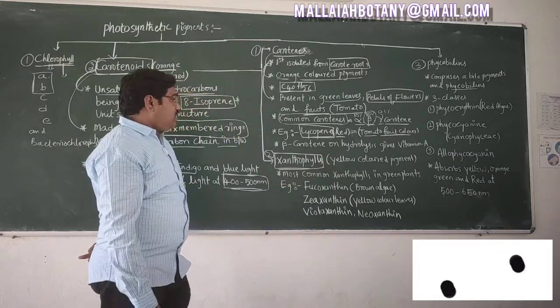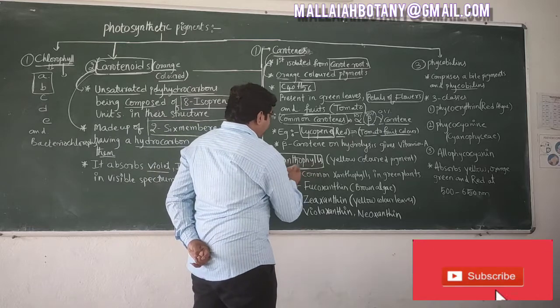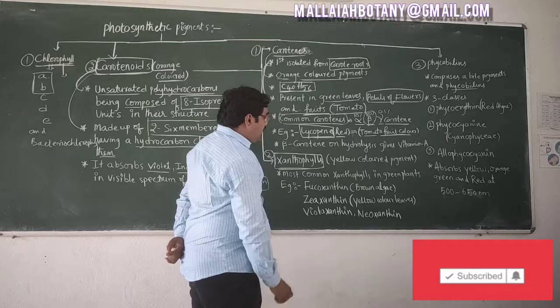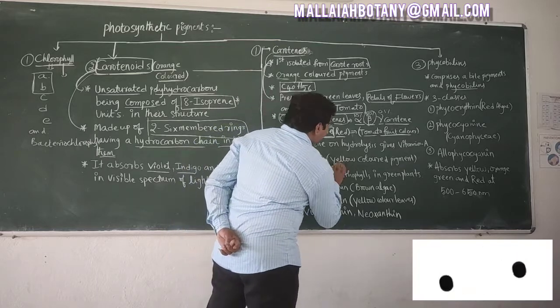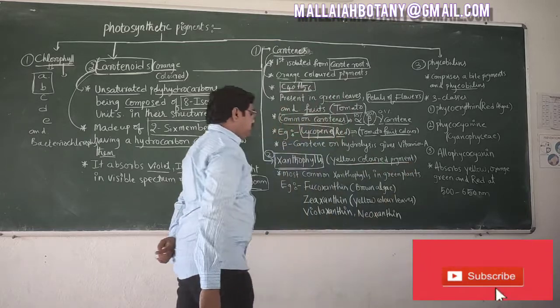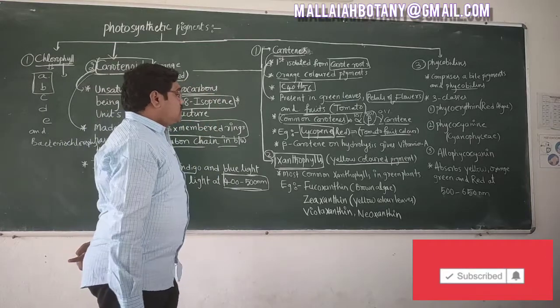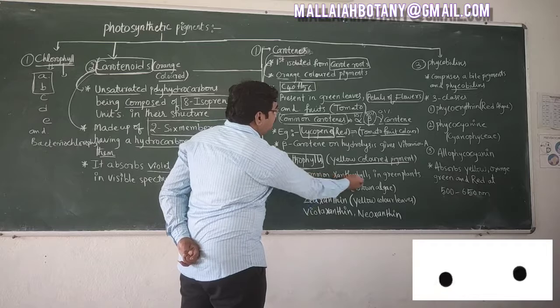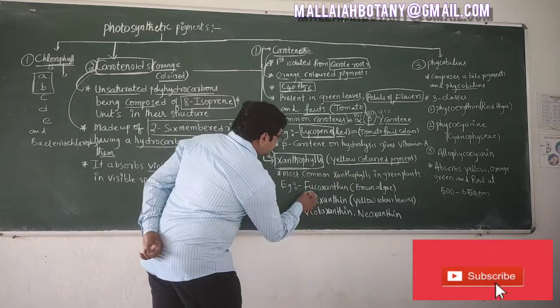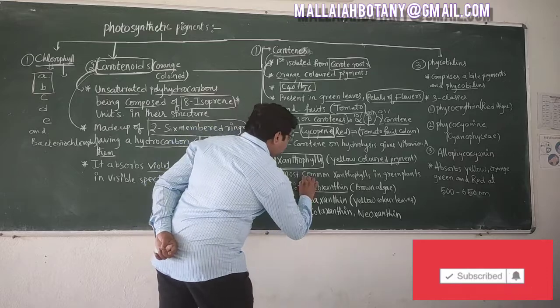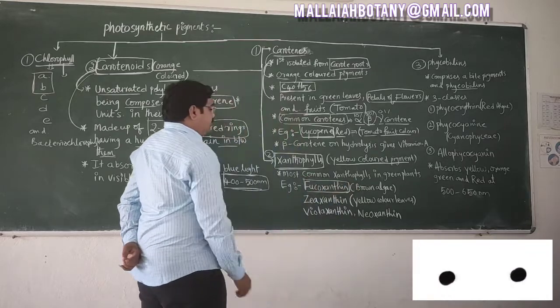Xanthophylls. So what are the xanthophylls? Xanthophylls are one type of carotenoids, and they appear as yellow colored pigments. The most common xanthophyll present in green plants is fucoxanthin. Fucoxanthin is the most important xanthophyll.